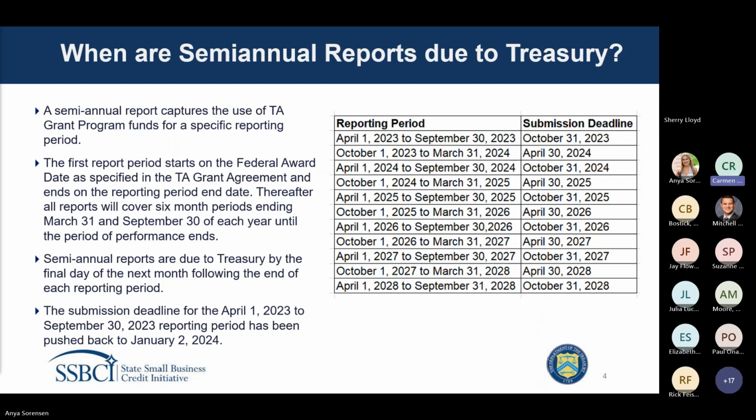Semi-annual reports are due to Treasury by the final day of the month following the end of the reporting period. These due dates are listed on the slide. And keep in mind that because we delayed the submission of the first report, it is due on January 2nd, 2024.